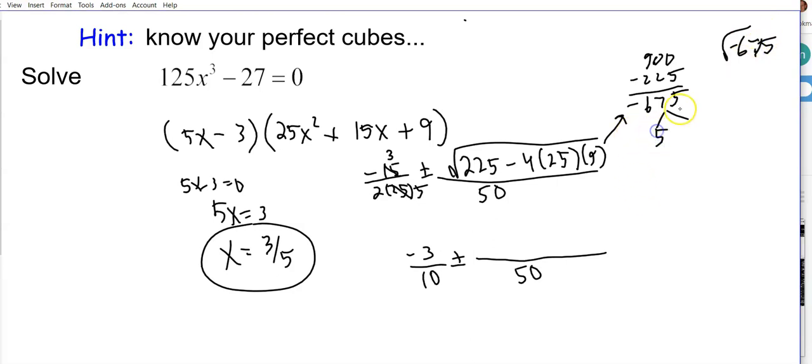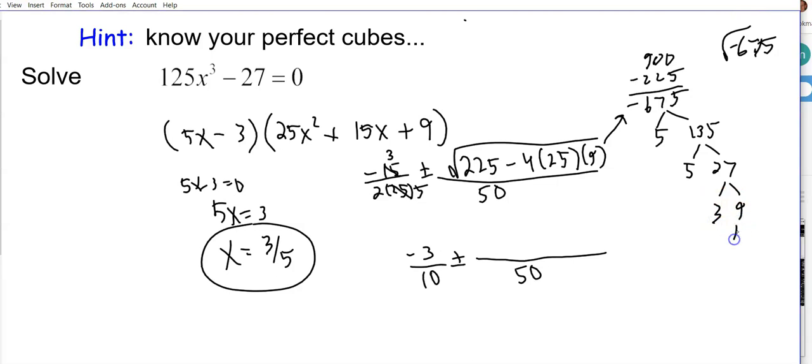So I know 5 goes in there. 5 goes into 100 20 times. So that'd be 20 times 6 is 120. And 15, 135. Does that sound right? 500, 650, 675. That works. Okay, 5 goes into that 20 times plus 7, 27 times. I think that works.